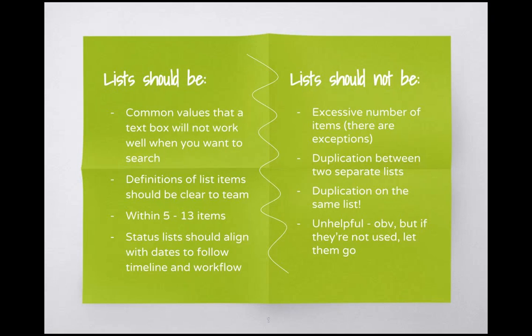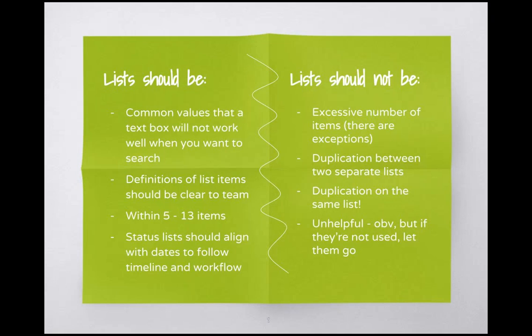I have seen before duplication between two separate lists, duplication of the list items that are within that list, and that's going to make it really confusing or pretty much redundant information. I've seen it a lot with the program list and with the status list. So just check. Program is obviously what program are they in, and the stage or the status list is where are they within that program. And the status is really a subset of the program.